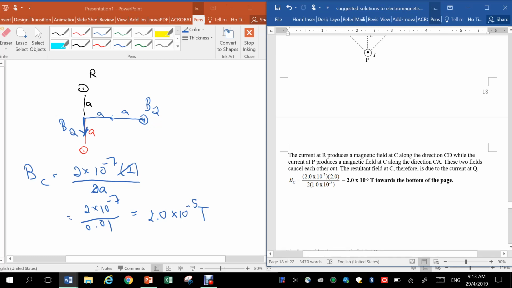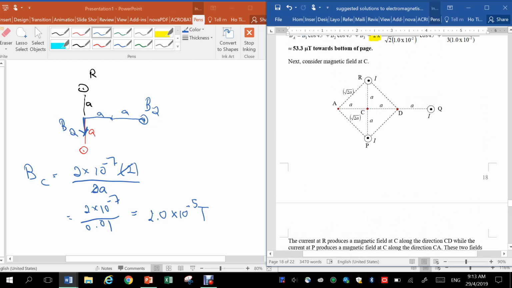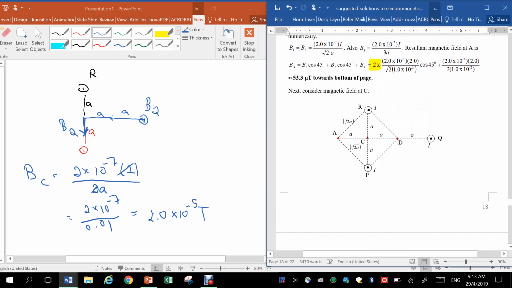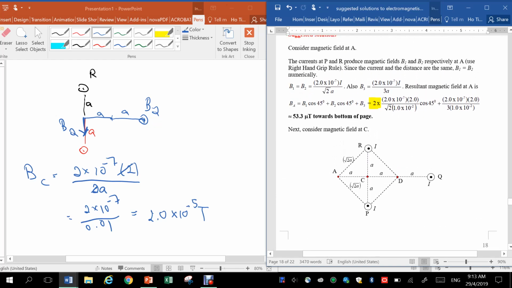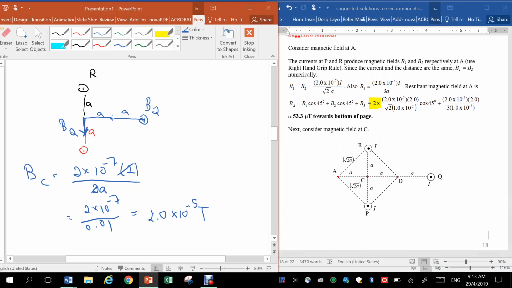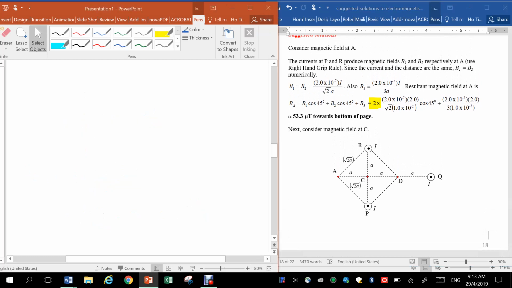Let's look at the third one. The B field at D. Let's try. So let's again repeat what we've done again. 2R. Draw towards D. The B field using a right hand grip rule points perpendicularly out this way. Oops, not very perpendicular. So this is the B field due to R.